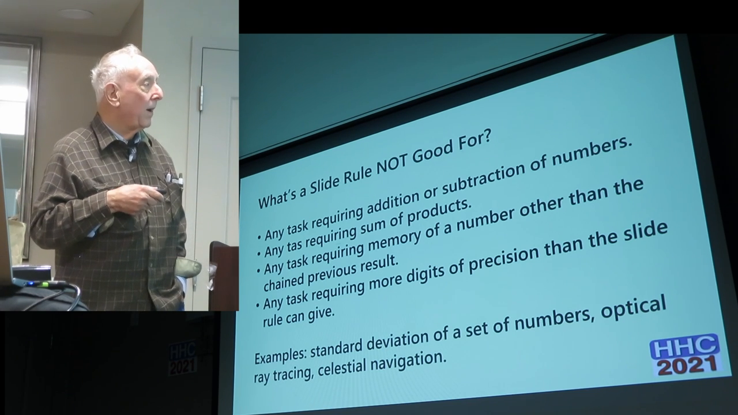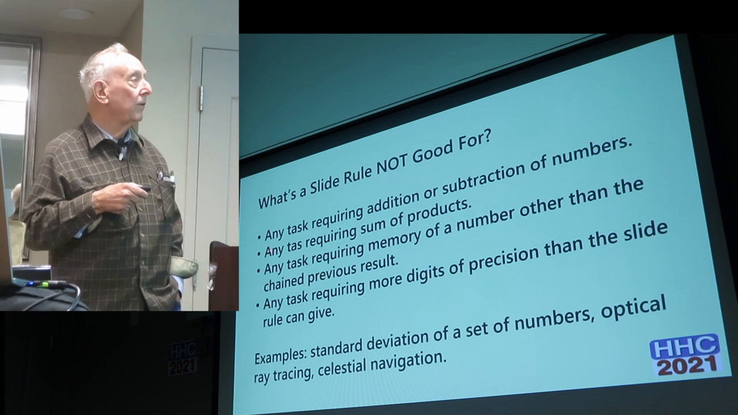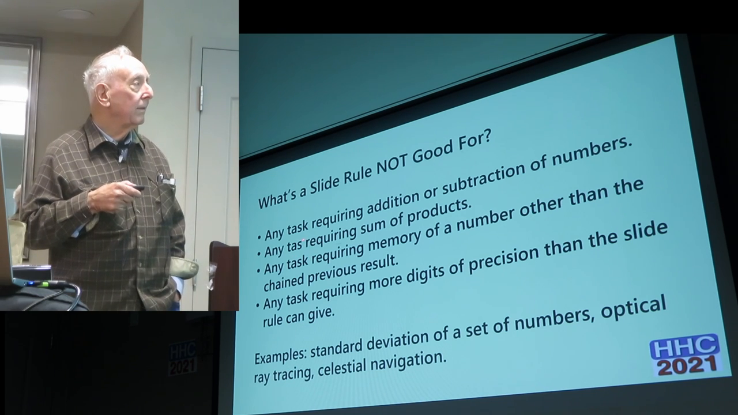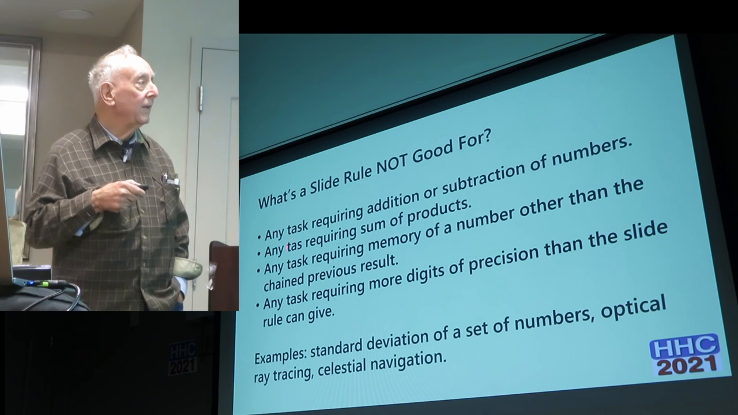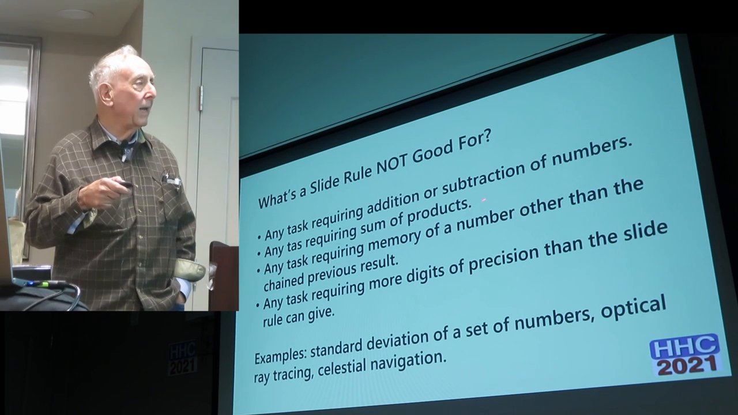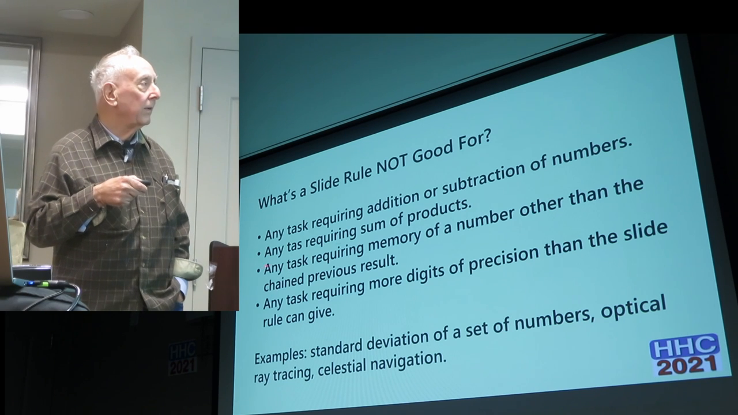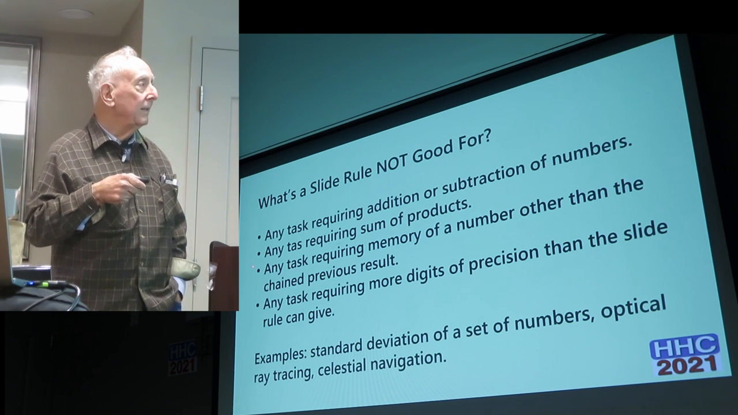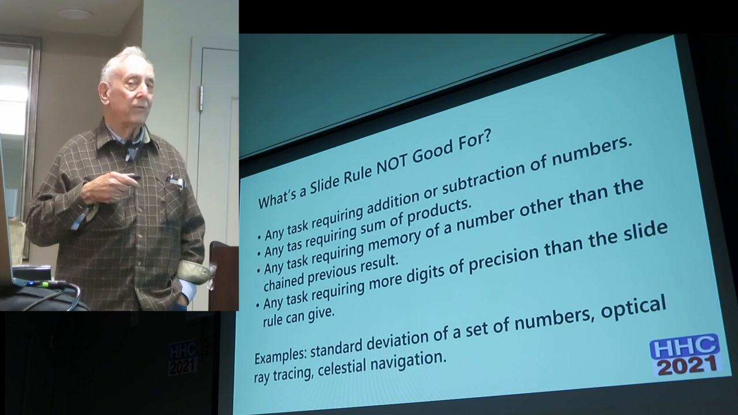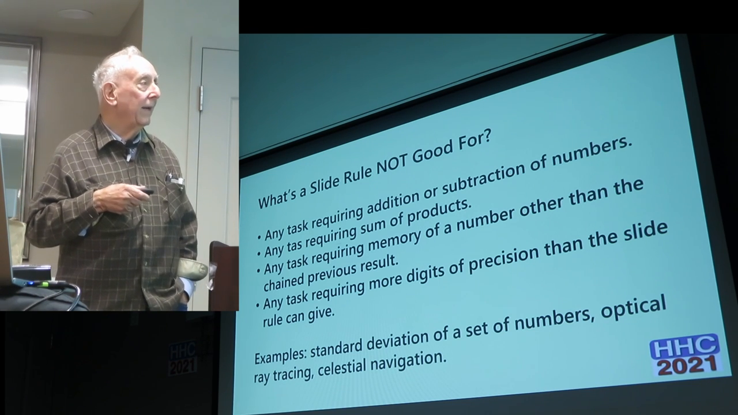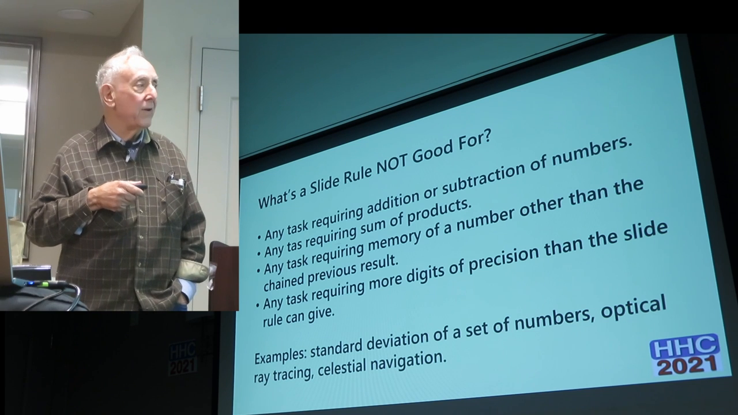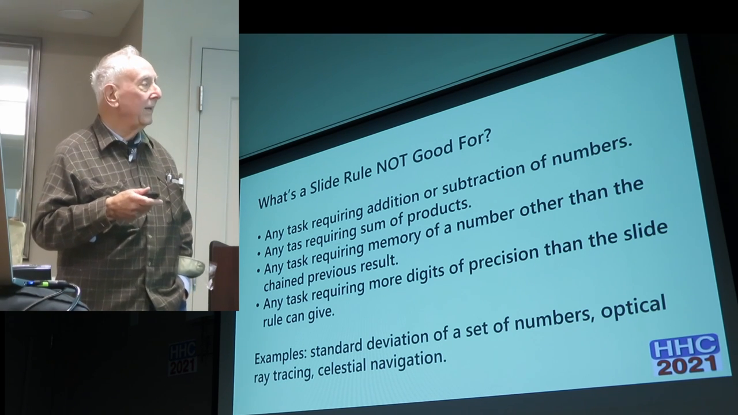So the problem, of course, is that sum of products is one of the most common tasks that we do with calculators. Many kinds of problems boil down to this, whether it's dot products of vectors, interpolation, you name it. This is a very common thing. The slide rule is not good for that. And of course, finding the mean and standard deviation of a large number of numbers. So they have their limits.